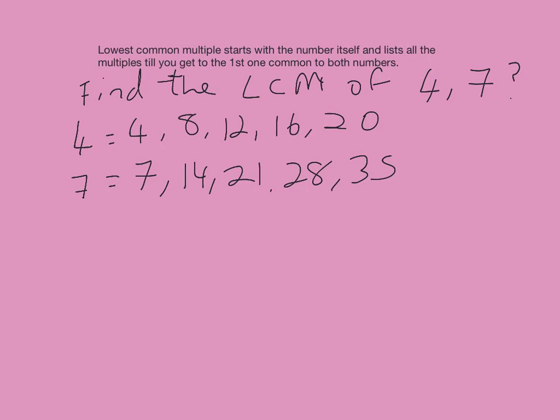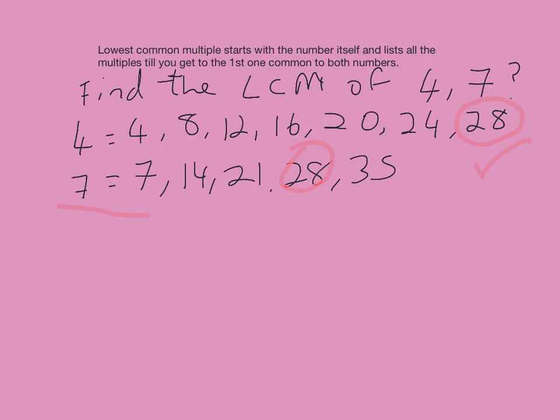and if I look at the numbers, nothing is common at the moment to them. So if I add on a few more to 4, I can see 24 is the next multiple, and then 28. Now, if you look at the top line, 28 is common in 4 and 28 is common in 7. So this is going to be our lowest common multiple. It's the first number that you hit in both of them that's common to both. So the lowest common multiple is 28, and that's how you do it.